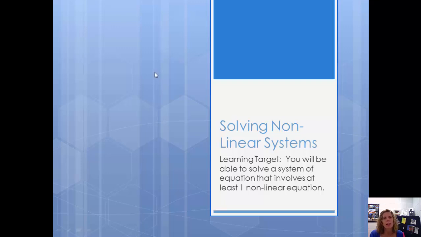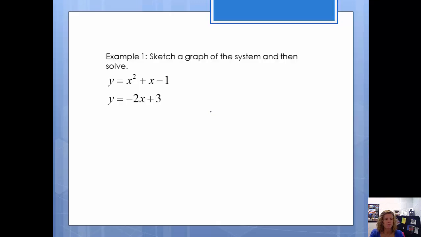What we're going to be looking at now that we've studied nonlinear systems such as quadratics, we're going to start solving nonlinear systems. So at the end of this lesson, you'll be able to solve a system of equations that involves at least one nonlinear equation. All right, let's look at this first example. It says to sketch a graph of the system and then solve.